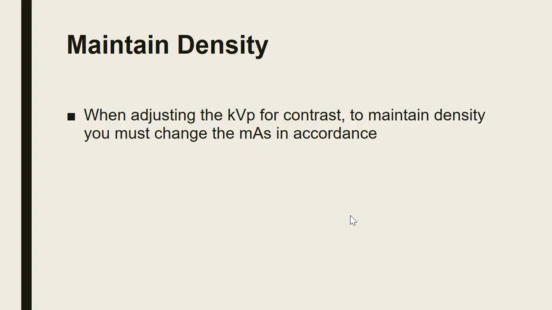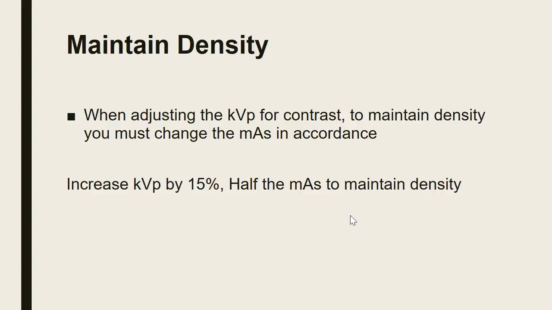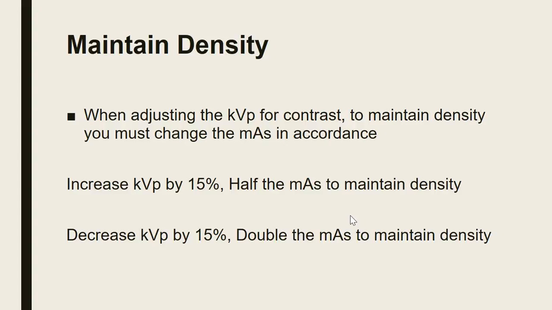If we adjust the kVp for contrast, but the density was okay, then you have to change the mAs also. If you increase your kV by 15%, you have to halve the mAs to maintain density. If you decrease kVp by 15%, you have to double the mAs to maintain density.